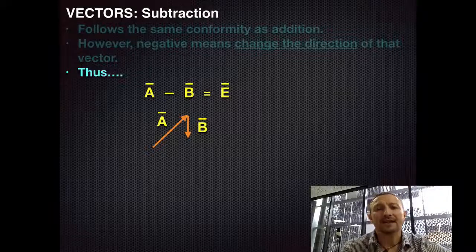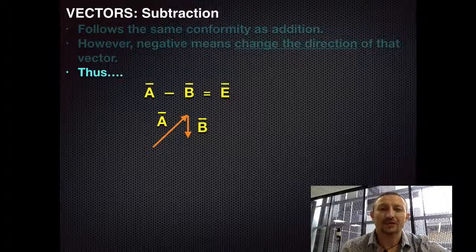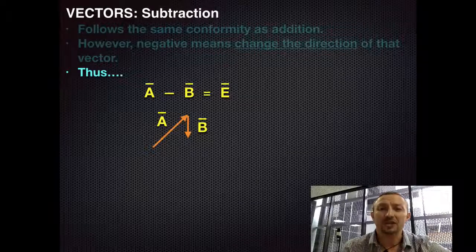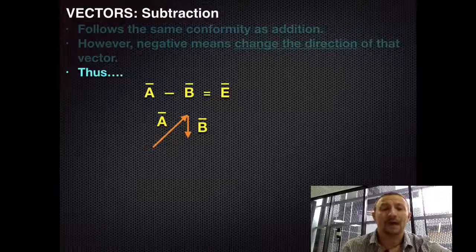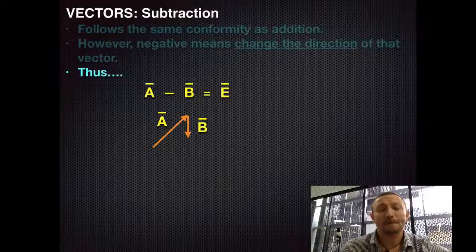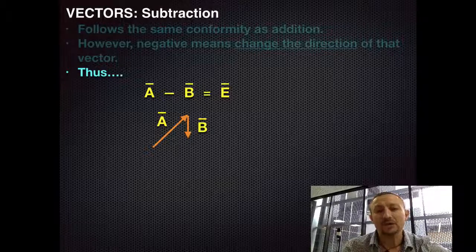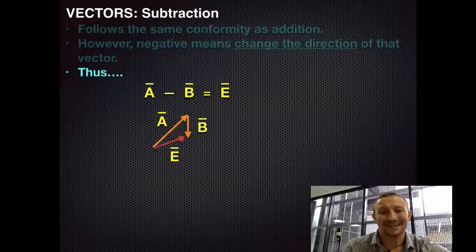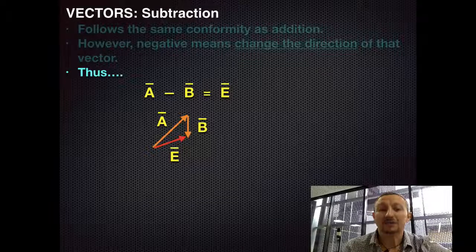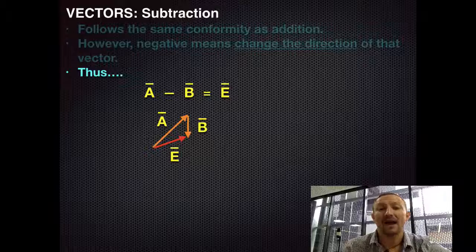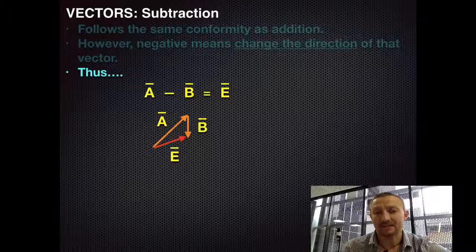So whenever we get a vector diagram or a vector equation which has a negative in there, what it means is we've just got to change the direction to the opposite direction for that specific vector. As a result, by doing vector A minus vector B, we get a totally new vector, which we call vector E. Okay, and you can see there by the red line. Now, the red line E basically is going to be our resultant vector. It's the result of vector A minus vector B.